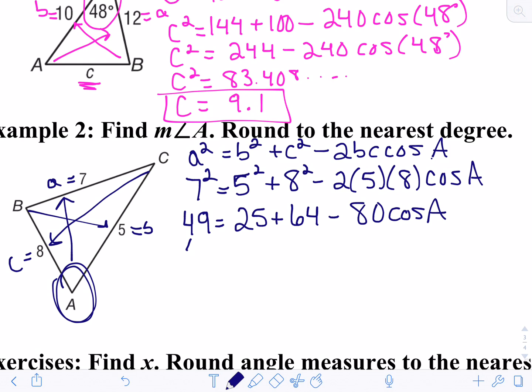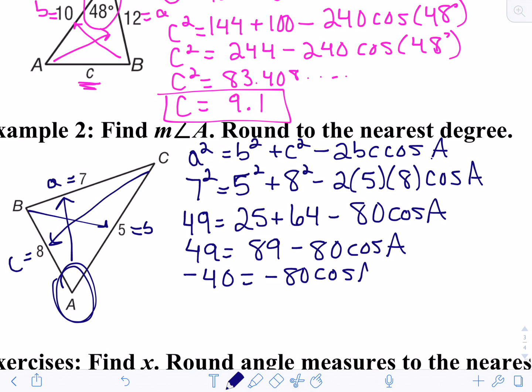Okay, so now we have 49 is equal to 25 plus 64. So 25 plus 64 will give you 89 minus 80 cosine A. Alright, so now I need to subtract 49 minus 89. When you do that, you get negative 40. So negative 40 is equal to negative 80 cosine A.